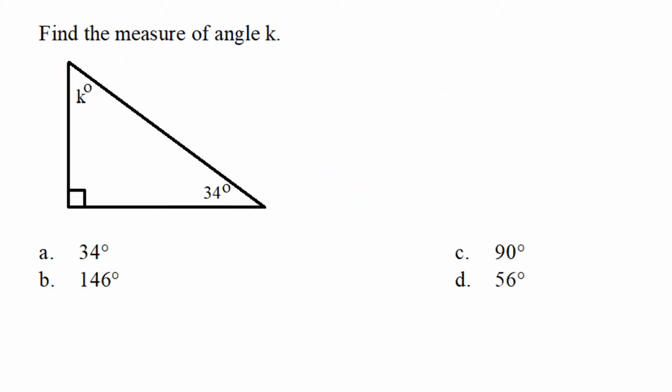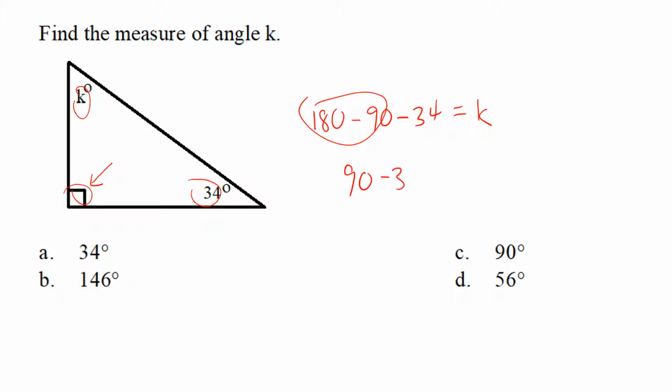Find the measure of K. Well, all three of these angles add up to 180 degrees. So if I take 180 and subtract 90, which is that angle right there, minus 34, then I'll get K. So 180 minus 90 is 90. 90 minus 34 is, I think, 56 degrees.